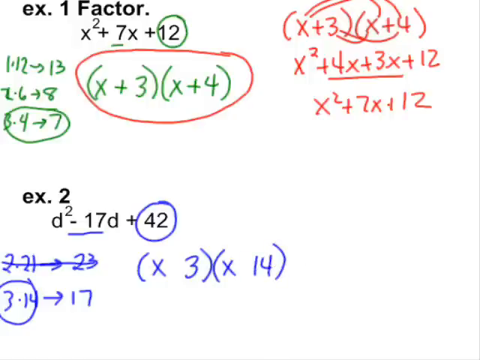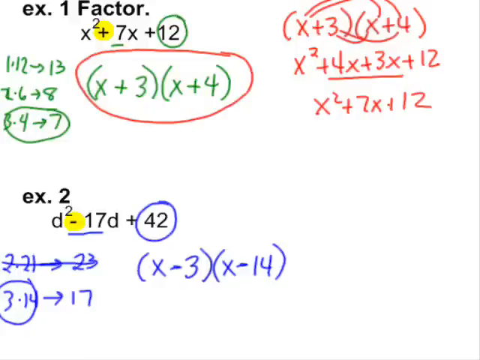This one is a little bit different than our other one because this time, instead of having a plus sign like we did in example 1, we have a minus sign before our b term. And what that means is we need to make sure that the numbers we're adding are going to give us negative 17. So the sign combinations, we're going to use negative 3 and negative 14 because negative 3 times negative 14 would give us positive 42, but negative 3 plus negative 14 adds to give us negative 17.